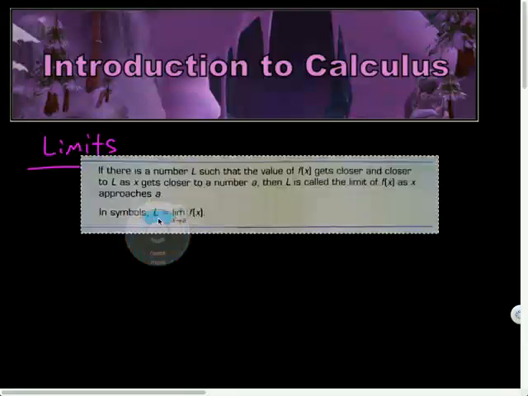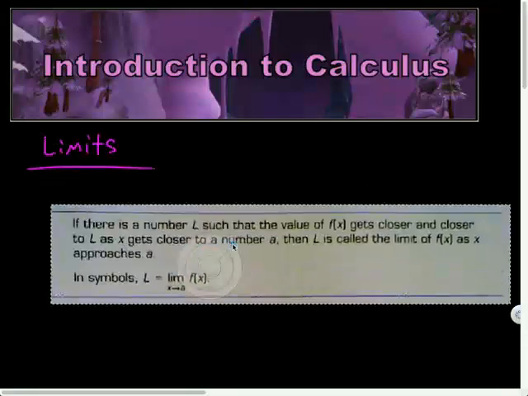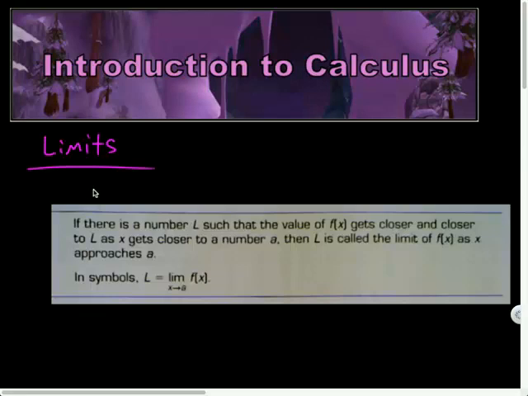Definition of a limit. And like I said, we've already seen limits before, so don't write this down. We're going to have a really clear understanding of limits just from our application of them. So it says, if there is a number L such that the value of f of x gets closer and closer to L as x gets closer and closer to the number a, then L is called a limit of f of x as x approaches a. Okay? So I'll take the limit of some function as x gets closer and closer to a particular value.